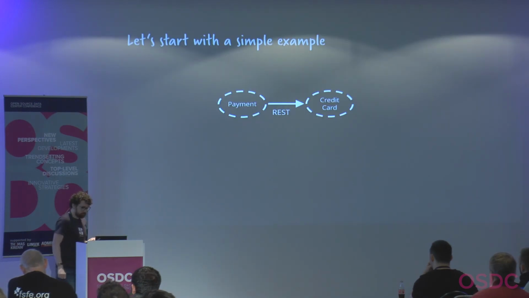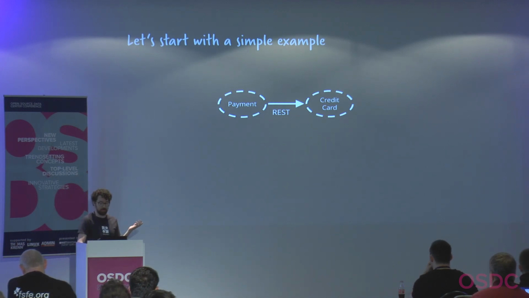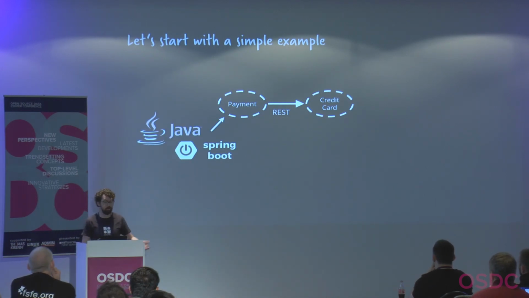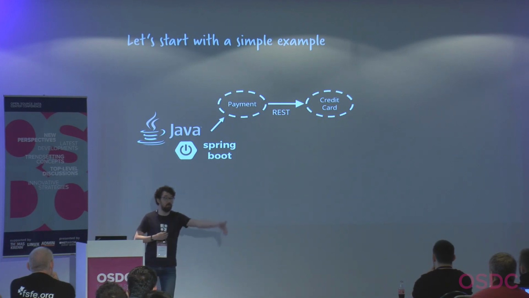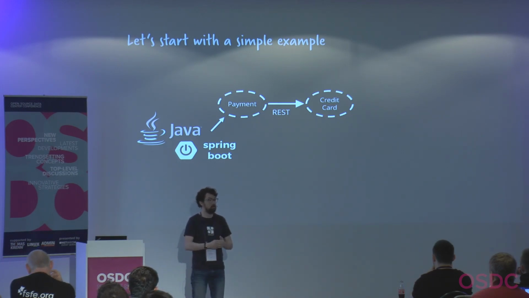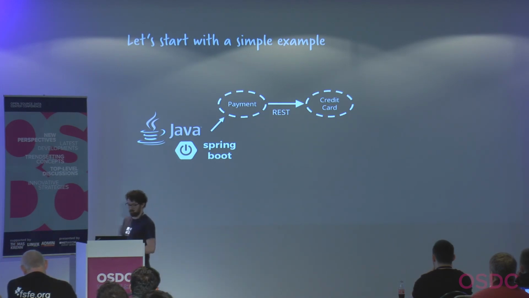So I've just created a really simple example that we'll look at. I've created two little Java Spring Boot applications. One is a payment system that you send a REST call to, and it subsequently forwards that to a credit card system to do the charging. Okay, so let me just show you that for a moment.